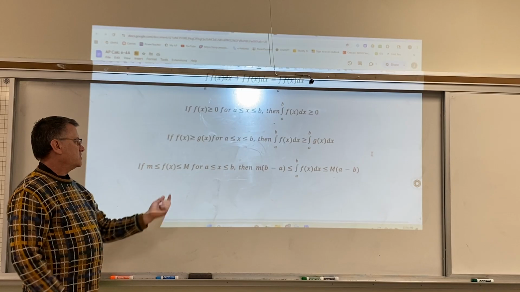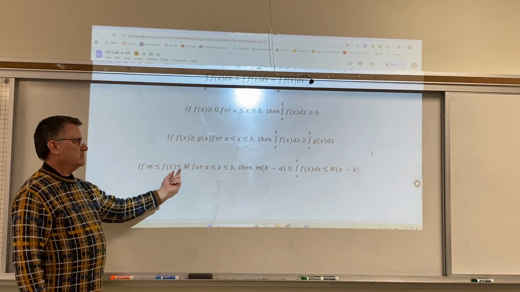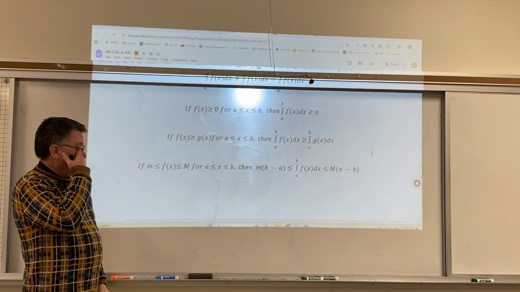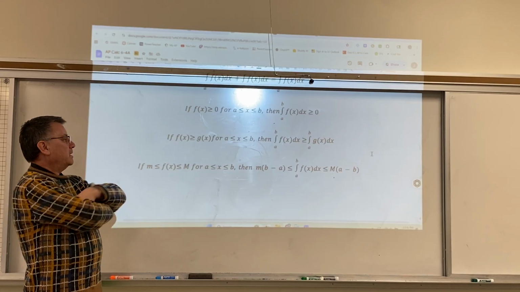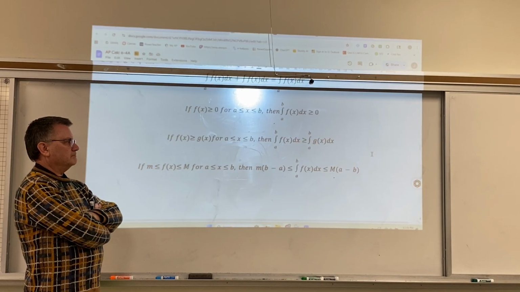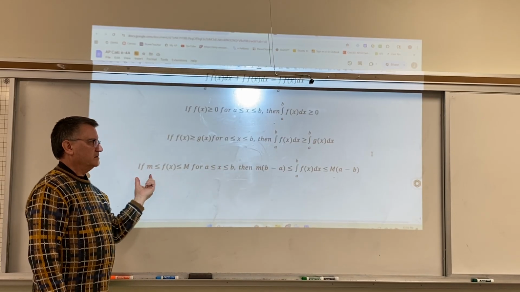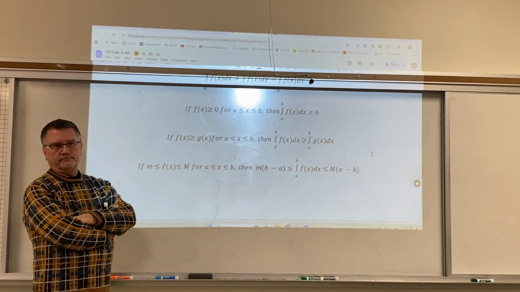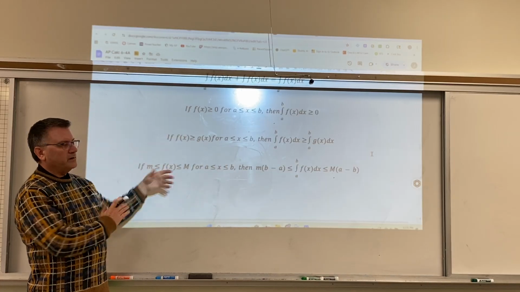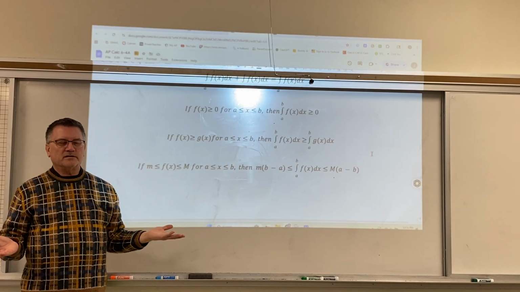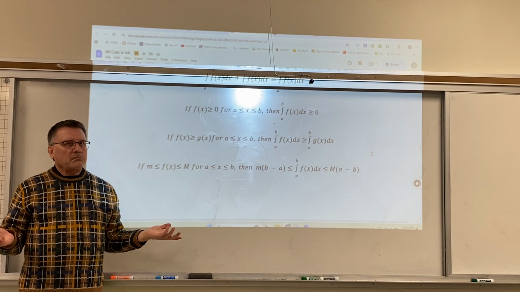And then if a function is in between two values, then the integral is in between those two values times the width. Again, these last 3, I don't know where they're going to save you. I know what's coming up.